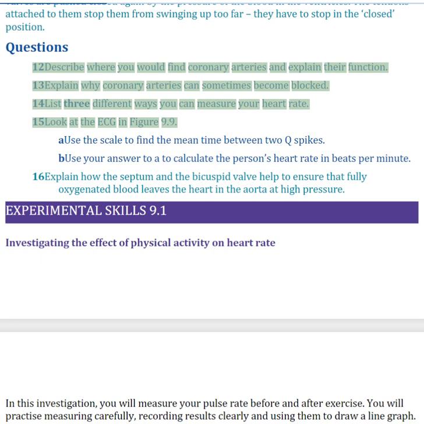Questions. 12. Describe where you would find coronary arteries and explain their function. 13. Explain why coronary arteries can sometimes become blocked. 14. List 3 different ways you can measure your heart rate. 15. Look at the ECG in Figure 9.9.